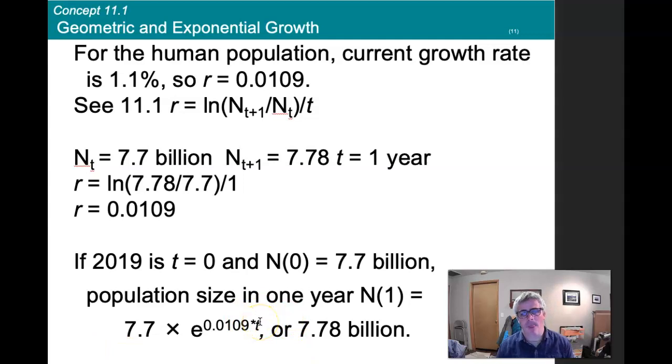Then we could now use the same equation and use t as 10 and then build out what that population is going to look like over a long period of time. So that's where this becomes super useful.